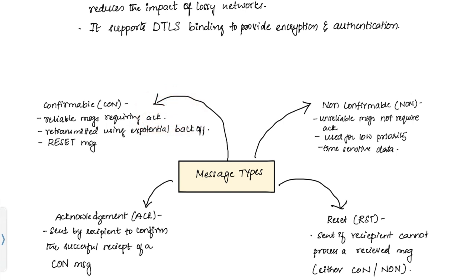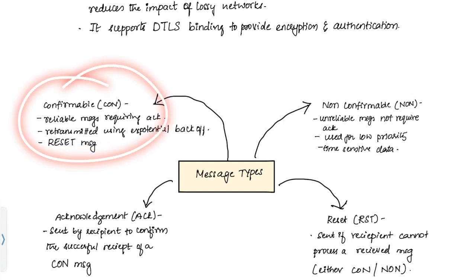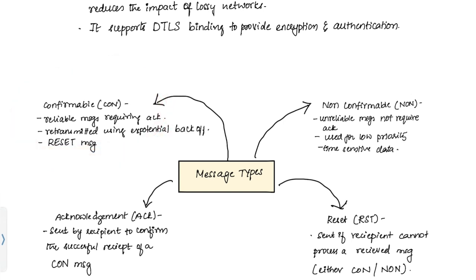Next, it makes use of a reset message. If the receiver is not able to process the message, then a reset message is sent back instead of an acknowledgement. That's confirmable: either a reset message or an acknowledgement is sent. Coming to non-confirmable, it is for unreliable messages which do not require acknowledgement. It could be in the case of sensor readings. So it is used for low priority and time-sensitive data.